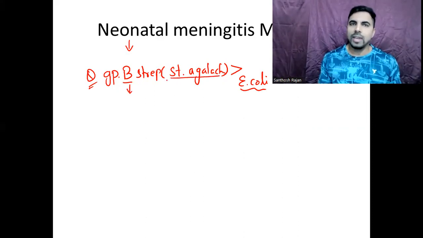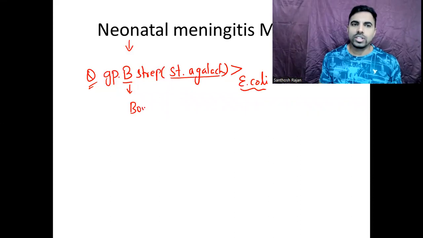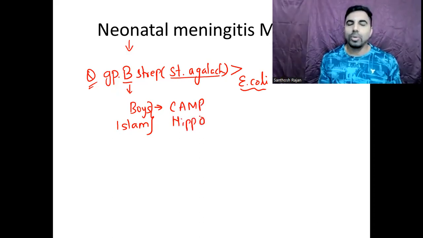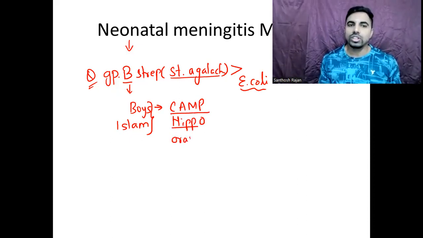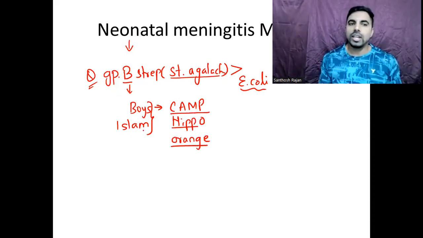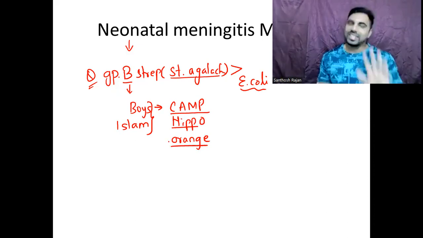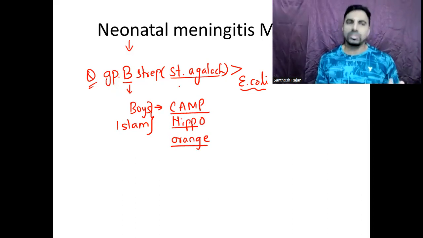Group B Streptococcus agalactiae, always remember boys. What do boys like? The boy's name is Islam. He likes camping, and in camping what does he see? Usually a hippopotamus, hippo meaning hippurate. He likes camping and he likes hippo. And what does he take to camp? Orange, because his media is Islam media. In the media you will see orange color pigment. That's it, this much only for agalactiae. No need to worry, it's very easy.